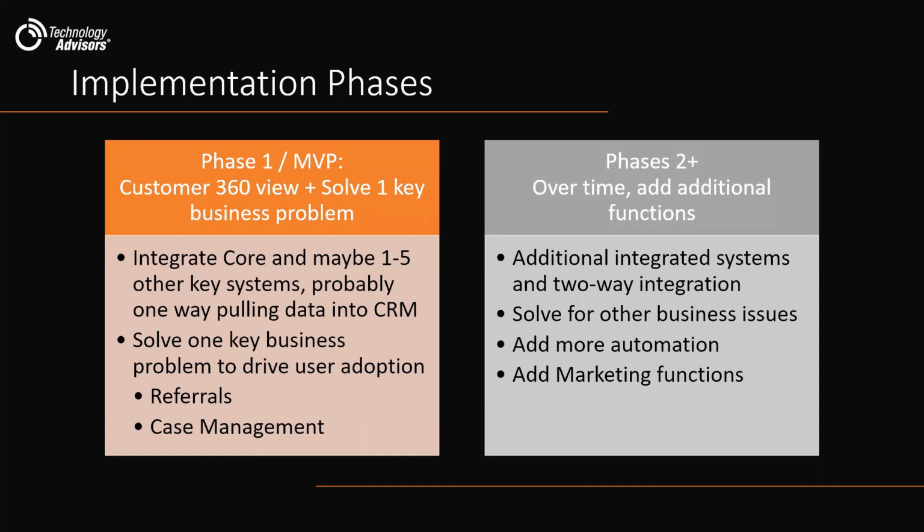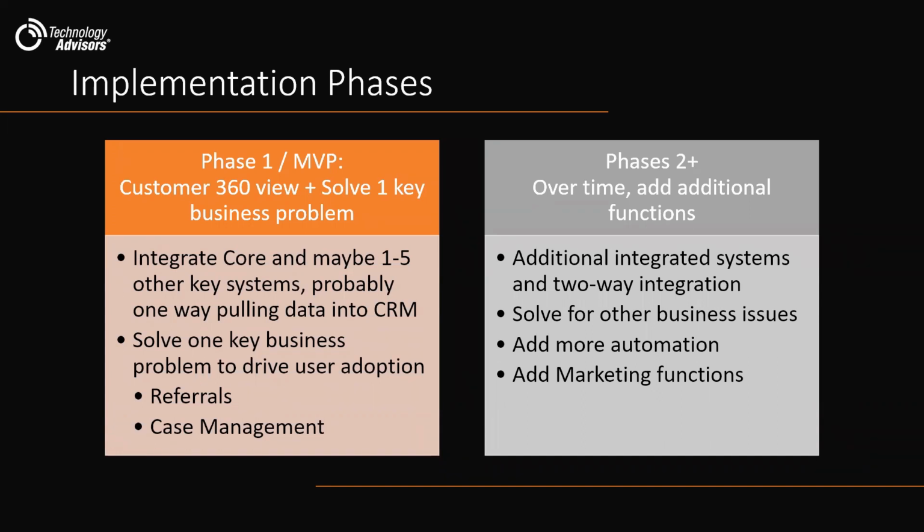In that phase one, in that MVP phase, what we typically see our banking and credit union customers do is focus on two things. The first is building out that customer 360 view. So integrate with your core banking system and maybe 1 to 5 other key applications. Probably doing a one-way pull into your CRM as a starting point, pulling that data out of your core and those other systems into your CRM, as a starting point towards building out that full 360 customer view. So what is the data that's most important to help us get started, knowing that we're going to add more functionality around this as we move forward?